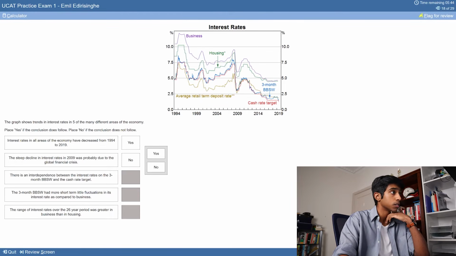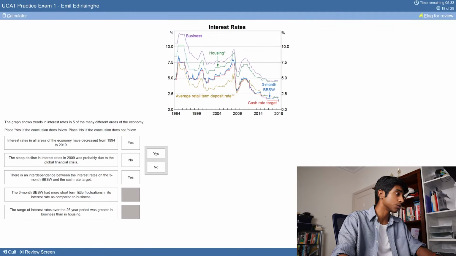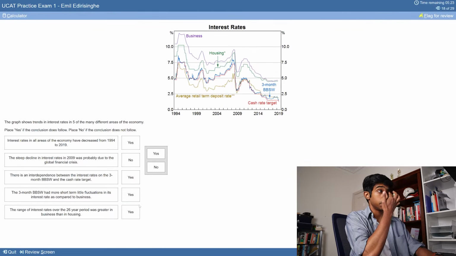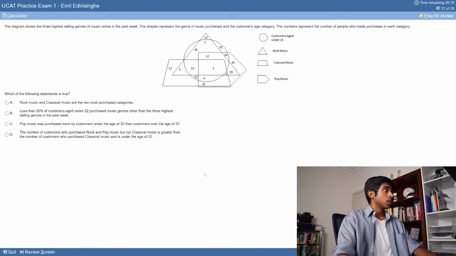3-month BBSW. Yes, so that's true because they follow each other very closely. Has more short-term little fluctuation as compared to business. Yes, true. The range of interest rates was greater in business than in housing. So highest in business, yes, they end at the same point, and then business is much, much higher. Okay.